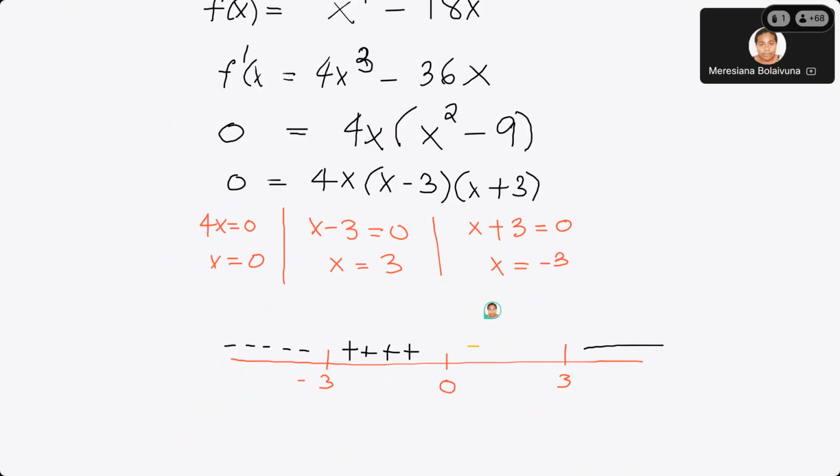Yes, it's minus. So I will put minus. And the last one? Choose a number greater than 3. Thank you for saving us that trouble. Yes, it's plus.